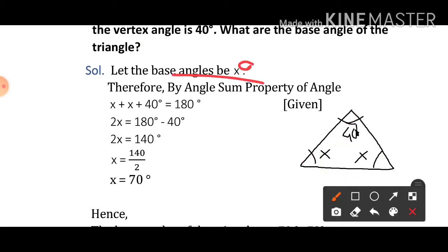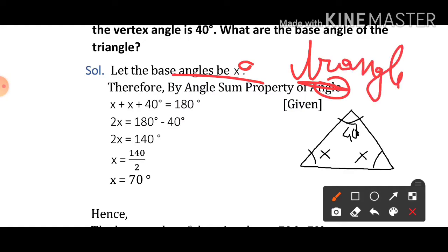And we know that by the angle sum property of a triangle, the sum of all the angles is equal to 180 degrees. By the angle sum property, the sum of all angles means 40 plus x plus x is equal to 180 degrees. This is the property of a triangle only. Angle sum property of a triangle. We have used one property of a triangle here. So x plus x plus 40 degrees is equal to 180.